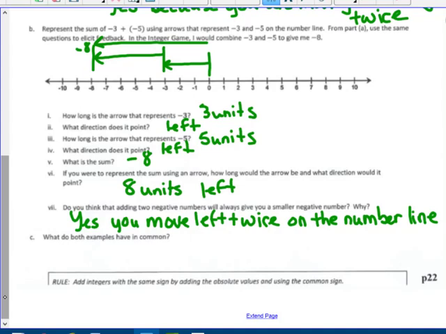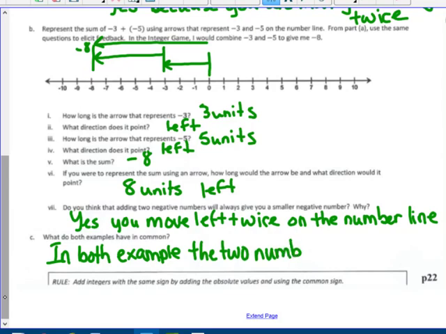What do they have in common? In both of these examples, we added the numbers together. 3 plus 5, 8, -3, -5, -8. In both examples, the two numbers, whether it was positive or negative, got added together.